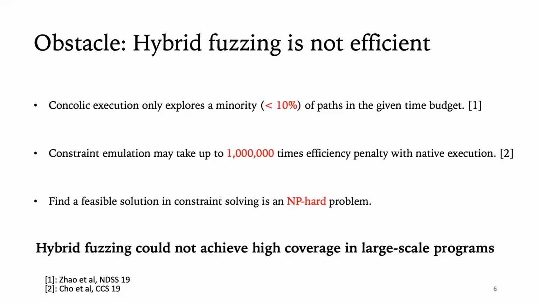However, hybrid fuzzing suffers from an efficiency issue. From existing studies, we know that symbolic or concolic execution is too expensive to handle large-scale programs with an enormous number of paths, while finding a feasible solution in constraint solving is an NP-hard problem. Overall, hybrid fuzzing cannot achieve high coverage in large-scale programs.